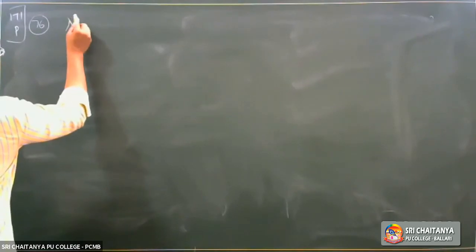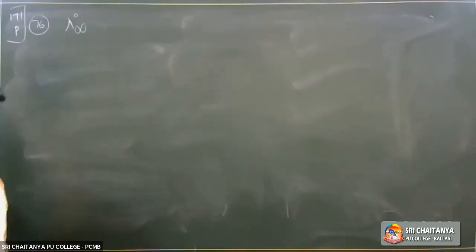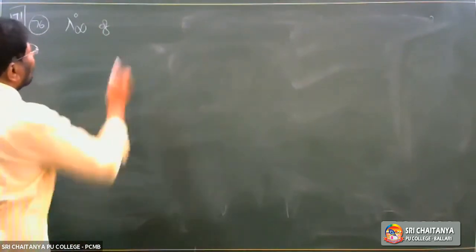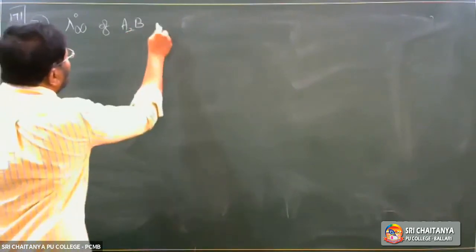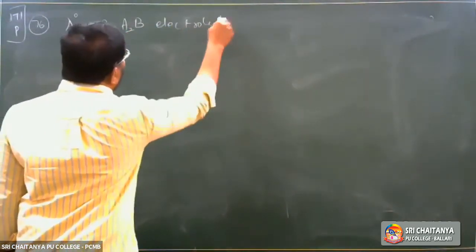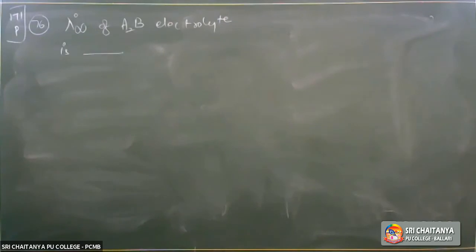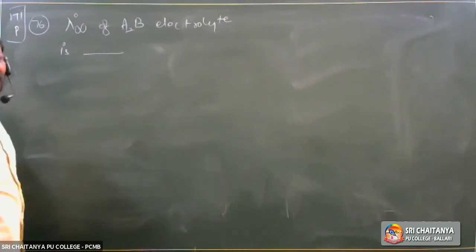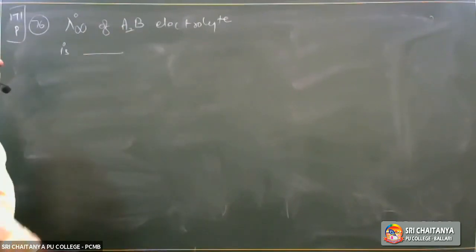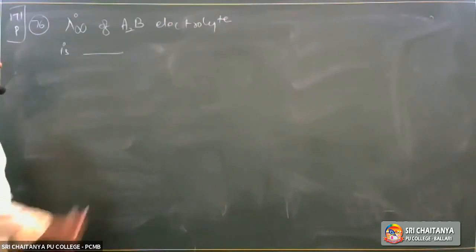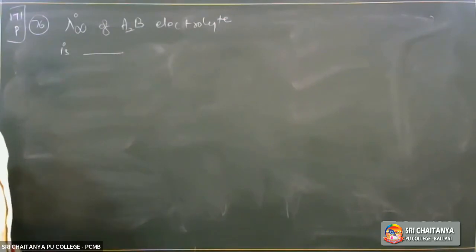See, the question is like this: lambda naught infinity, otherwise we can say, of A2B electrolyte is dash. So, it is a theory question. I said A2B, some salt is there. That means, suppose, say, you can say Na2SO4 like that. So, for that limiting molar conductivity, how do you write?